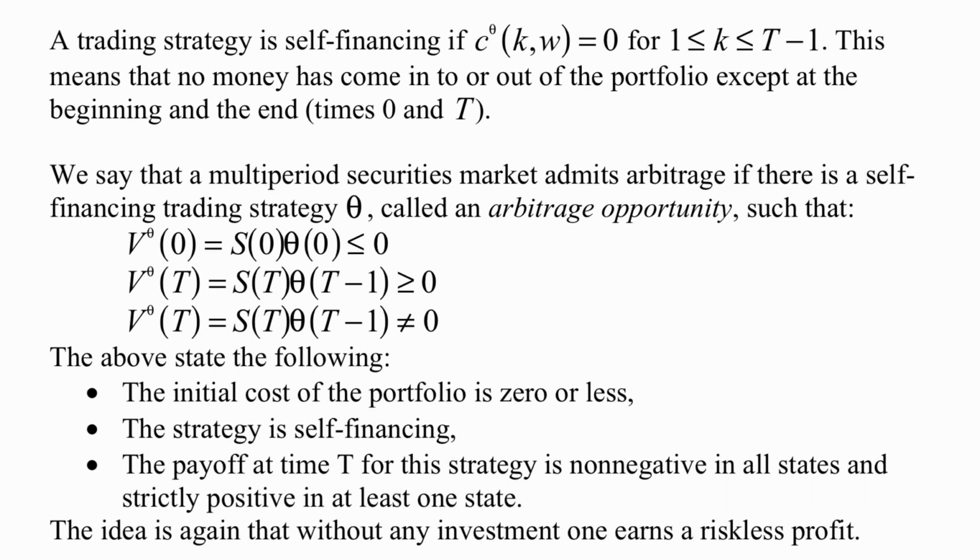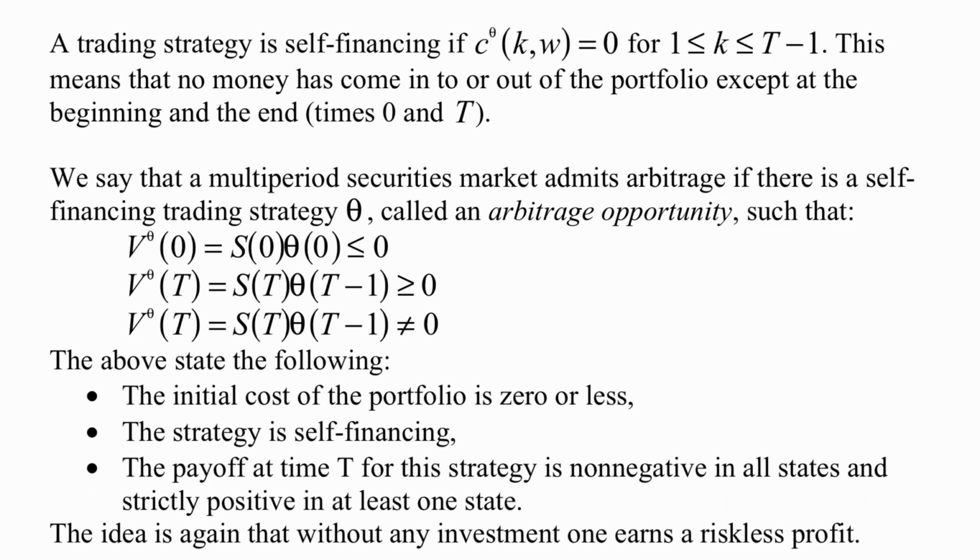A trading strategy is self-financing if C_θ(k, ω) is 0 for k greater than or equal to 1 and less than or equal to T−1. This means that no money has come in or out of the portfolio except at the beginning and at the end.